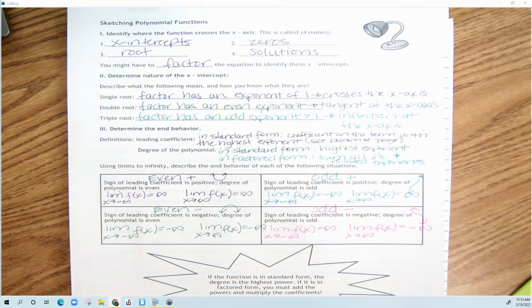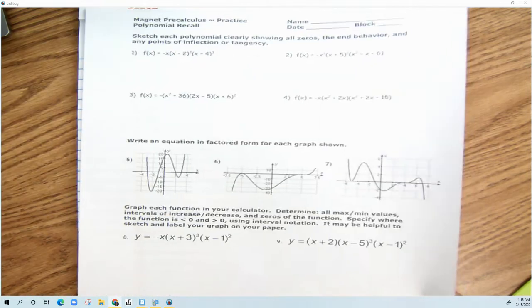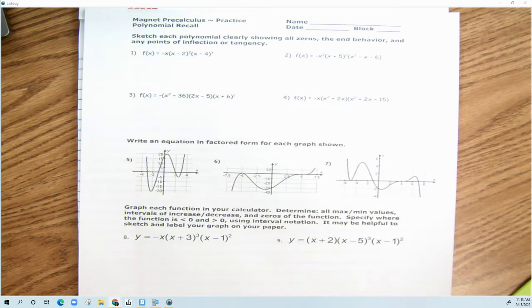Okay, so that's just some quick notes. Now we're going to do some examples, and then hopefully you're able to complete your homework after that. All right, so a sketch should include the zeros or x-intercepts, the end behavior, and any points of inflection or tangency.